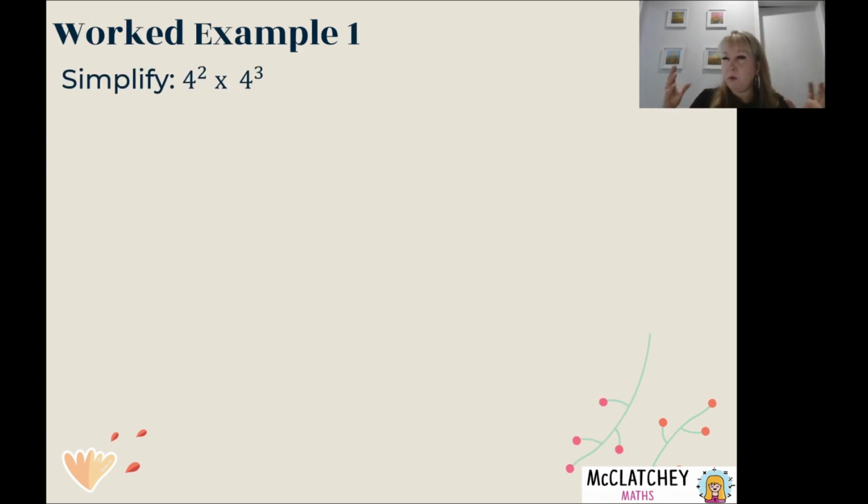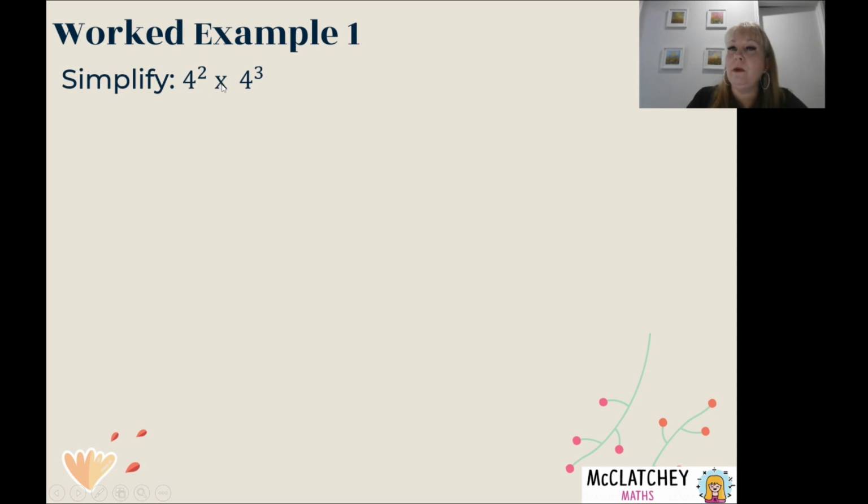Okay, so I'm going to do this with a worked example. You'll start to see how it works. Now, in this case, I'm using just straight up numbers, no letters at all. Keep it nice and simple. So our rule was they had to be the same base. Are these the same base? Yes, they're both 4s. And for the rule to apply, it has to be multiplied.